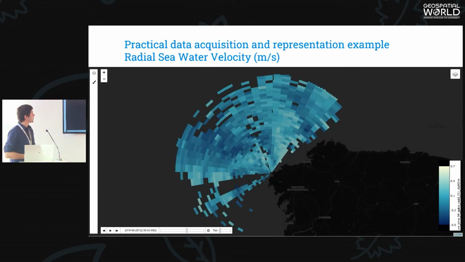Okay, so here's an example of a visual data set that's acquired by a radar equipment. In this example, we just see the radial seawater velocity in meters per second. This is the type of data that we can acquire with these radars.